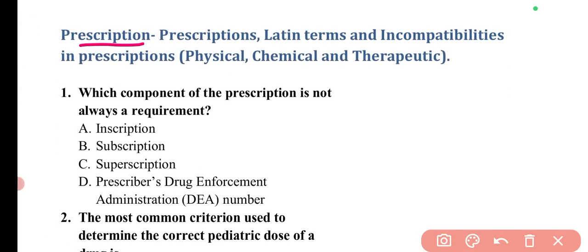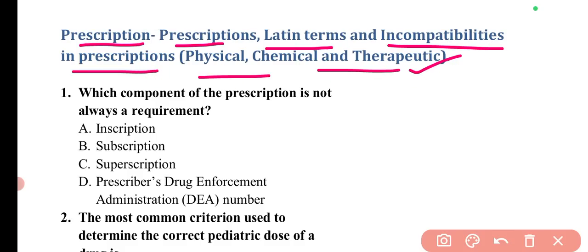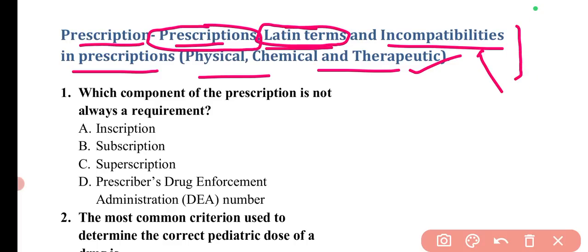In prescription, we have different subtopics: the parts of the prescription, handling of prescription, and then the Latin terms and incompatibilities in prescription, which are basically physical, chemical and therapeutic. These are the three main types of incompatibility. Mostly the question will be asked from the parts of the prescription and the Latin terms used, and if more than one question is framed from this topic, then it can be from incompatibility. All these topics are equally important, because questions have been seen in different pharmacist exams from all of them.